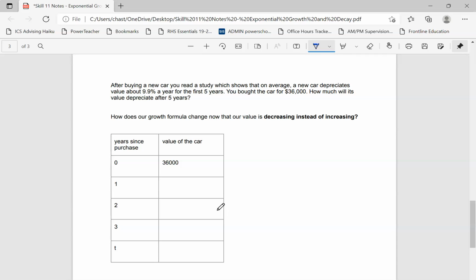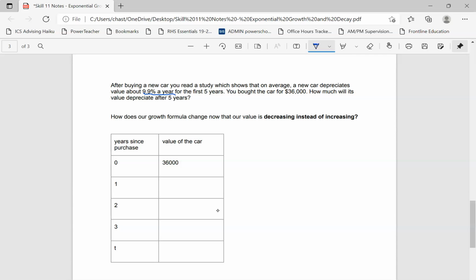a car depreciates in value. So a little less financial, although it is still financial, but let's say you want to sell a car one day. You're not going to sell it for what you paid for it. You just aren't going to do that. So you buy a new car and you show on average the new car depreciates by about 9.9% per year for the first 5 years. So you bought the car for $36,000. How much will it depreciate after 5 years?